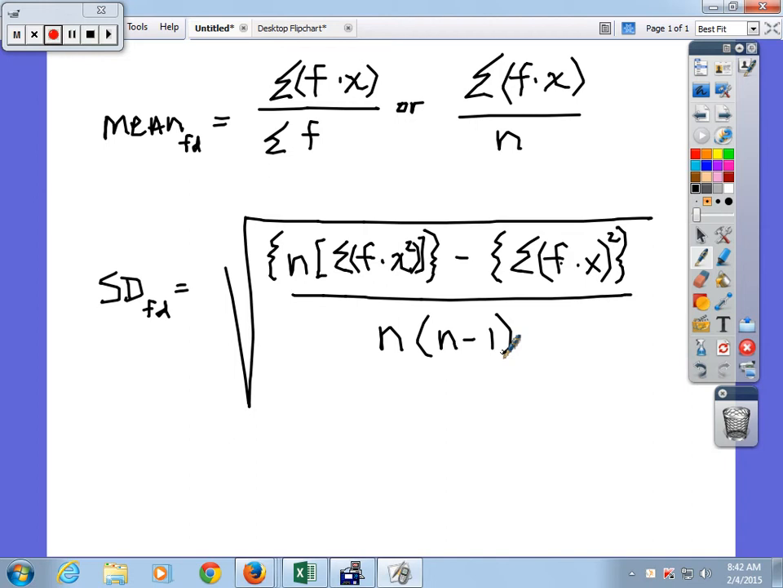Now if I leave the square root symbol off, what is it? I told y'all this relationship between the variance and the standard deviation. If I leave the square root symbol off the standard deviation, what is it? The variance. So let's bring that down, make a note.